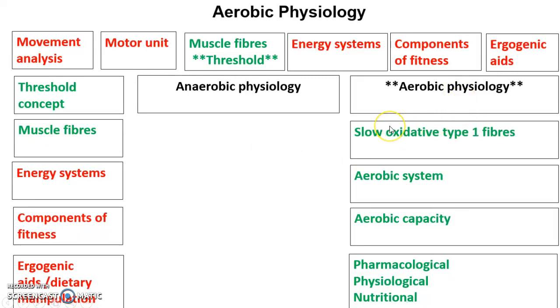Now obviously, slow oxidative type 1 fibers, you've got your type 1 there, and then that would link to the aerobic system, that would link to aerobic capacity training. It would also link to periodization, which I haven't put on here, but that's going to be a part 2.